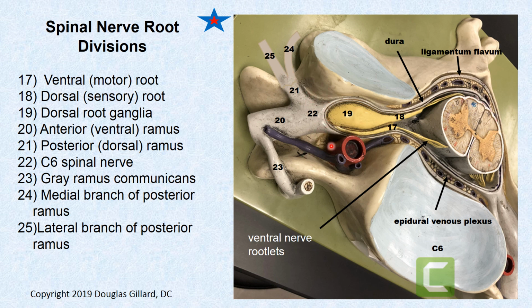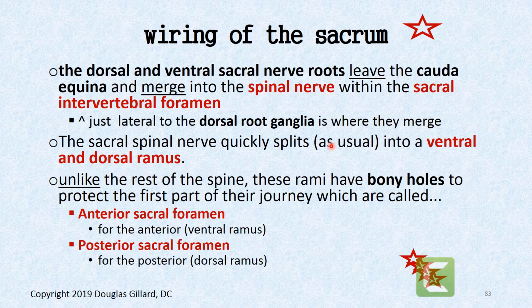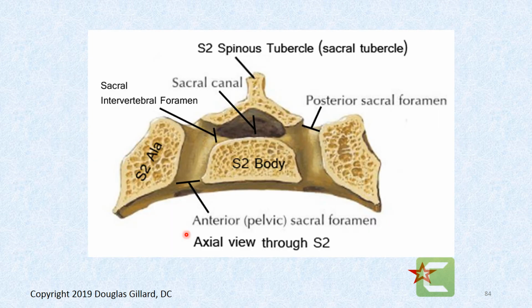Stops right here, that's the end of the bony hole. That's not true in the sacrum. There's actually a bony hole called the anterior and posterior sacral foramen that we don't have, so they get extra protected. Therefore, it's pretty rare to have problems with those nerves because they're so protected.